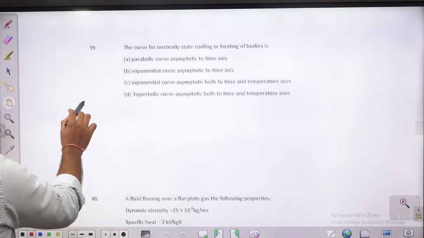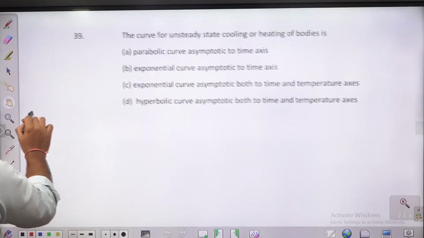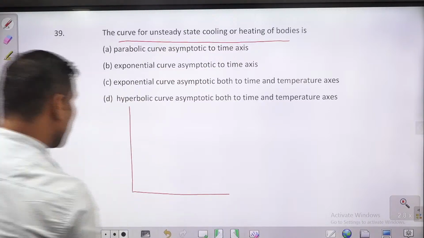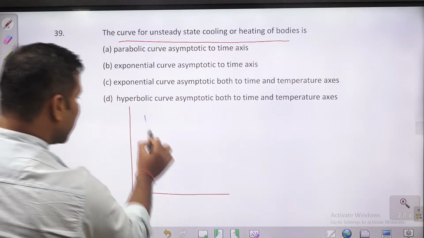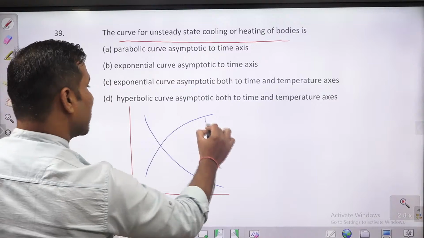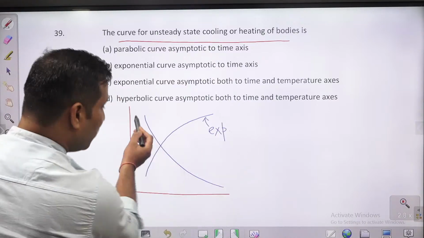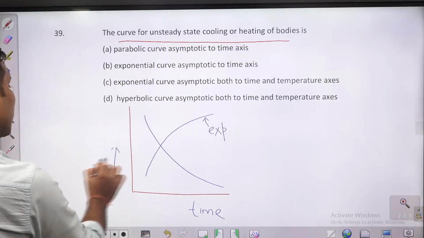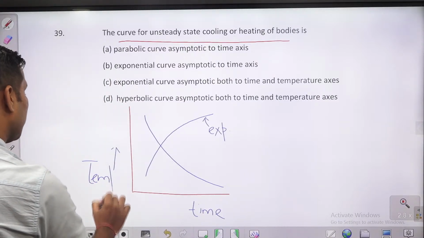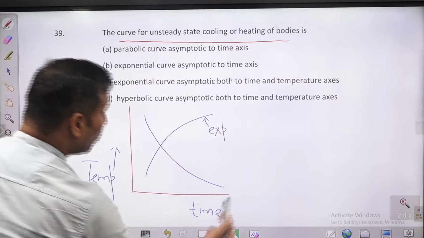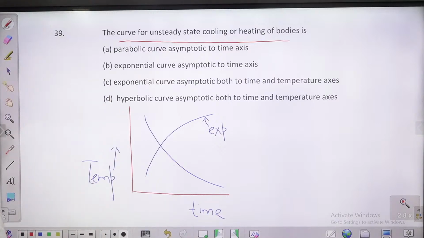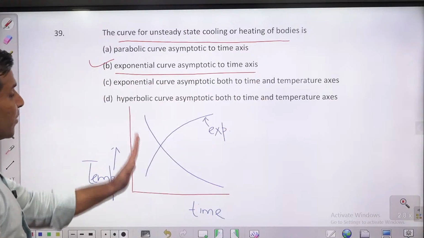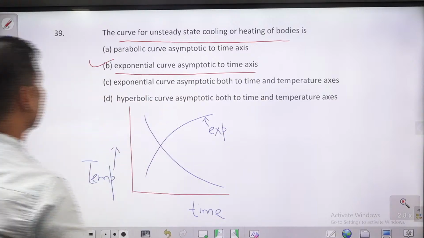These are the last 2 questions for today's session, guys. The curve of unsteady state cooling or heating: what is the curve of unsteady state cooling and heating? It is an exponential curve, asymptotic to time axis. So this is temperature, and this curve is exponential, asymptotic to time axis. So the answer is exponential curve asymptotic to only time axis, not temperature.